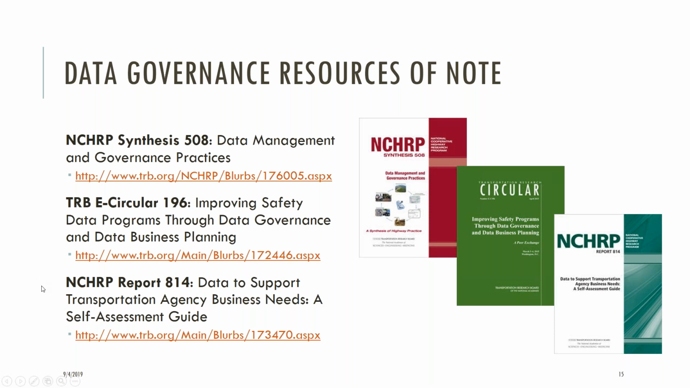And then the third report that's listed on here is NCHRP Report 814, Data to Support Transportation Agency Business Needs, a Self-Assessment Guide. These are all really good tools, especially 814, which I believe has some actual spreadsheet tools that can really help you assess your agency with respect to data governance.